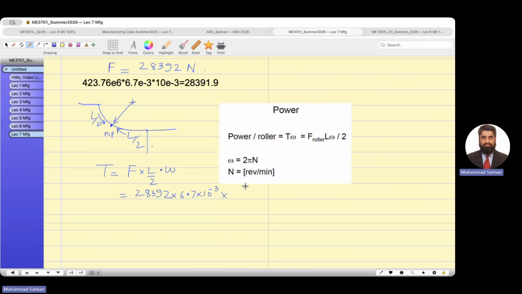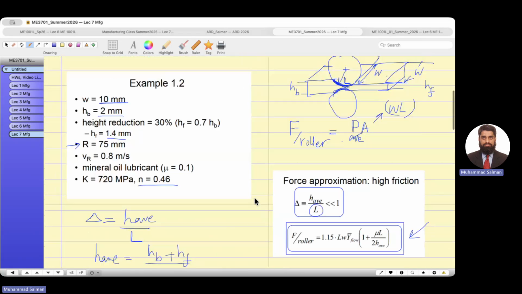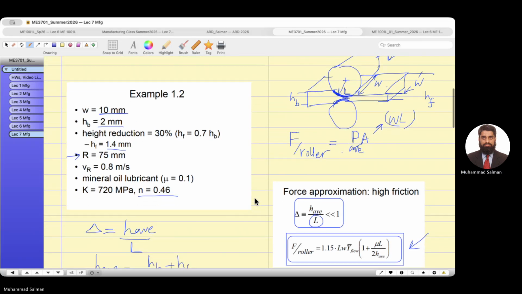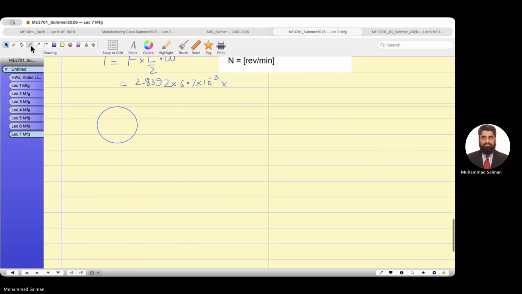How will you find out omega? Omega can be found by two methods. So look, the tangential speed of the roller is given, and you know very well it is given as 0.8. If a roller is moving with a tangential speed v of the roll, and r is given, how do you find out radian frequency?